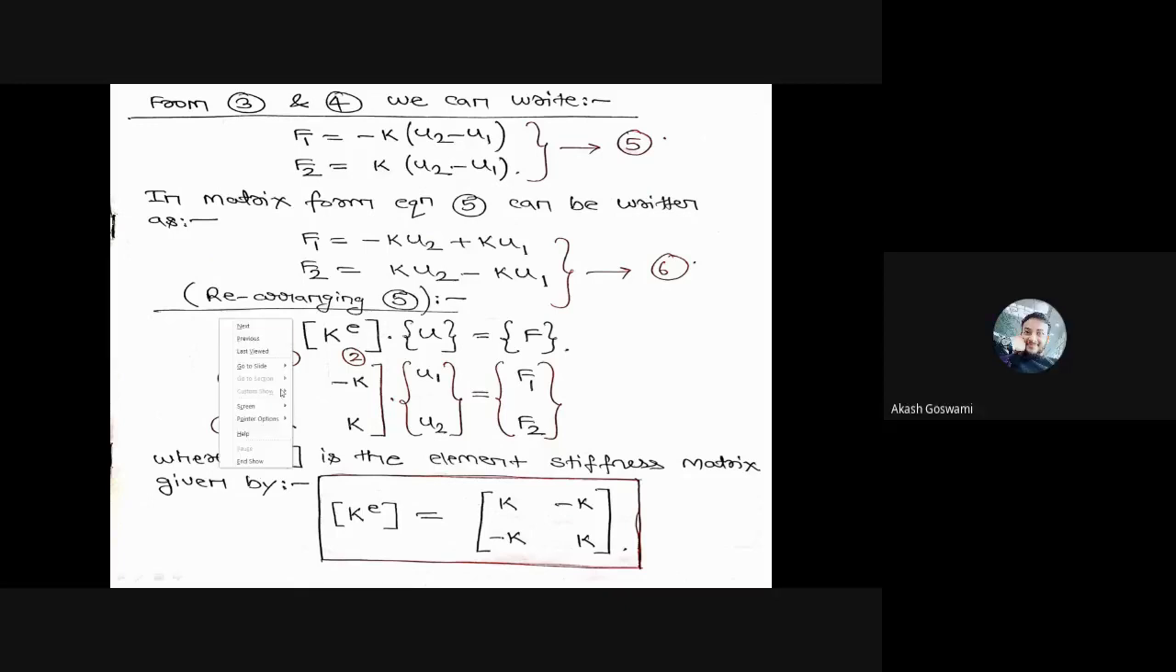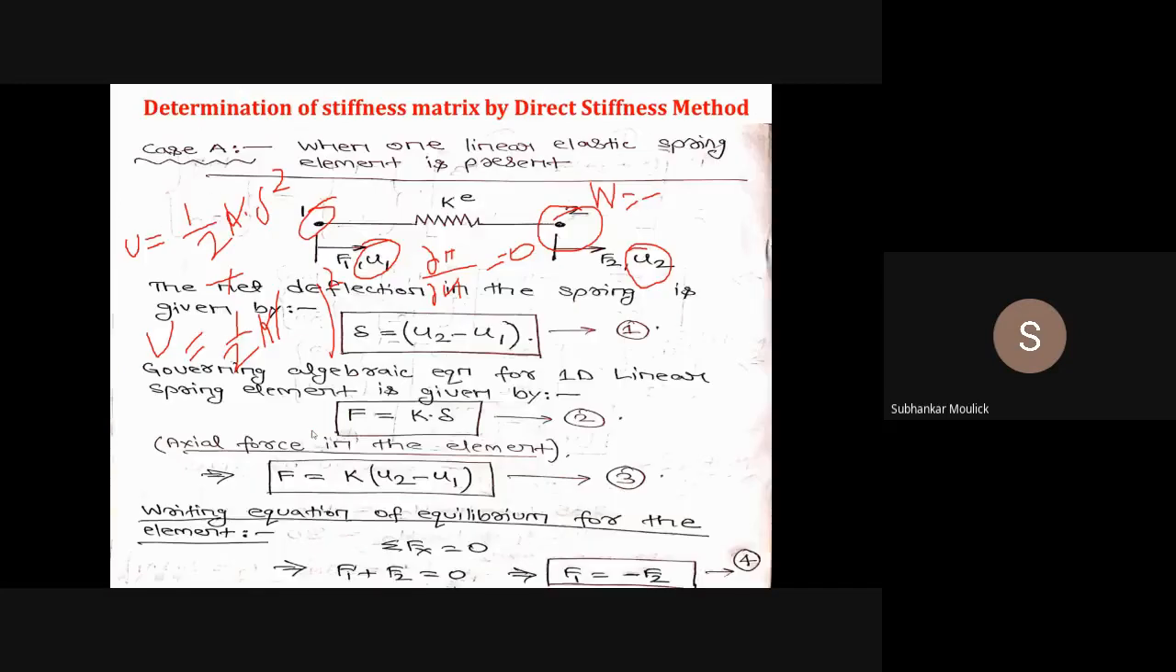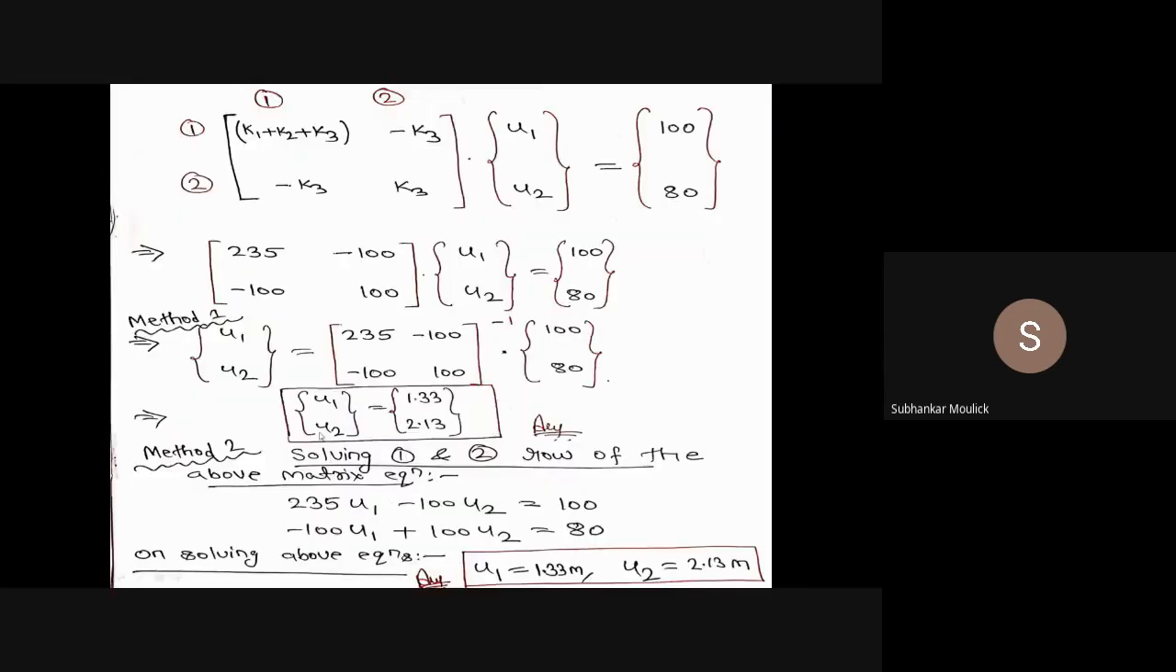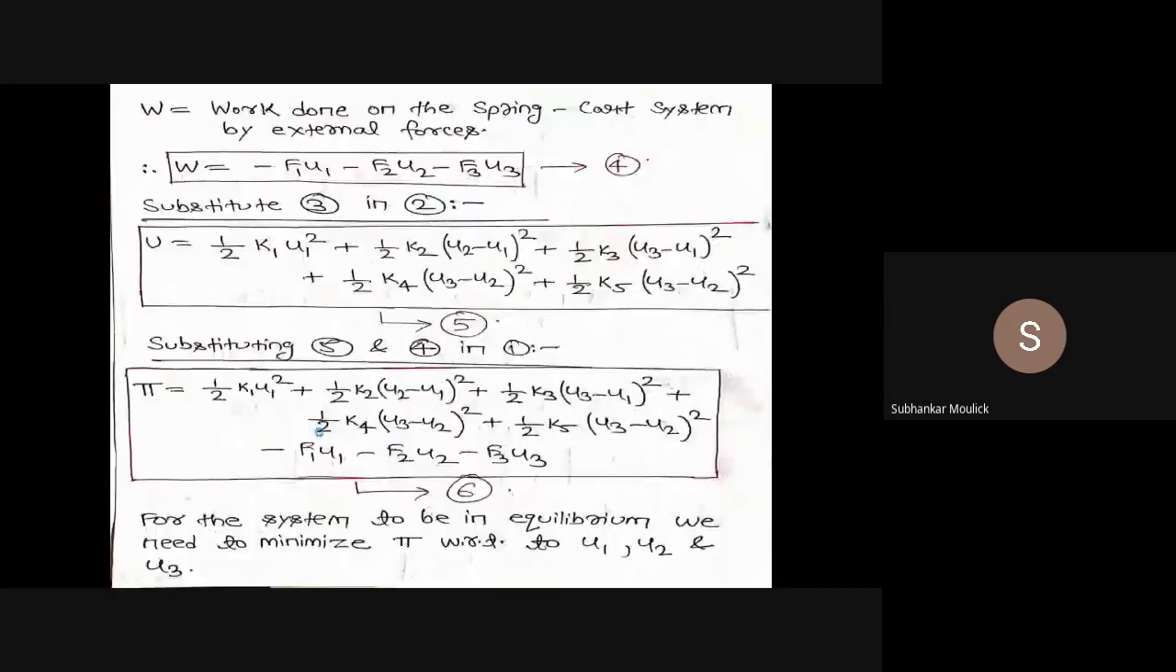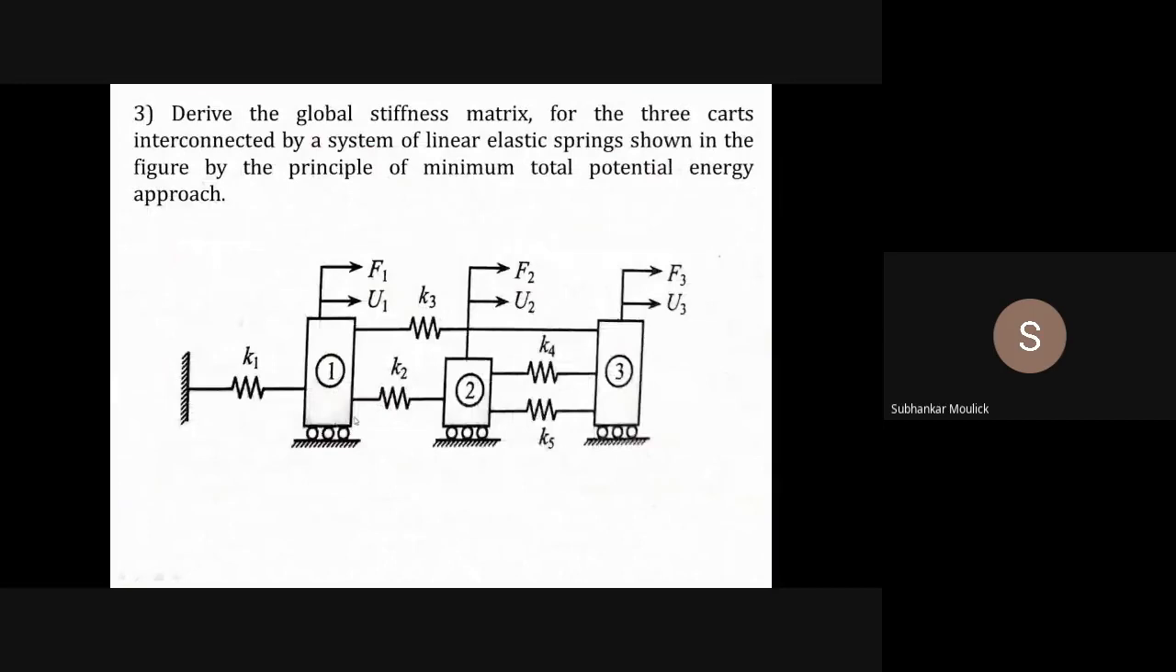Yes, sir. So if I have given you this problem and told you to derive the global element stiffness matrix for this problem, you can use any method. But if I have clearly mentioned to use the direct stiffness method, then you have to use the direct stiffness method for this problem, or if I say use the potential energy method, then you have to use the potential energy method. Yes or no?